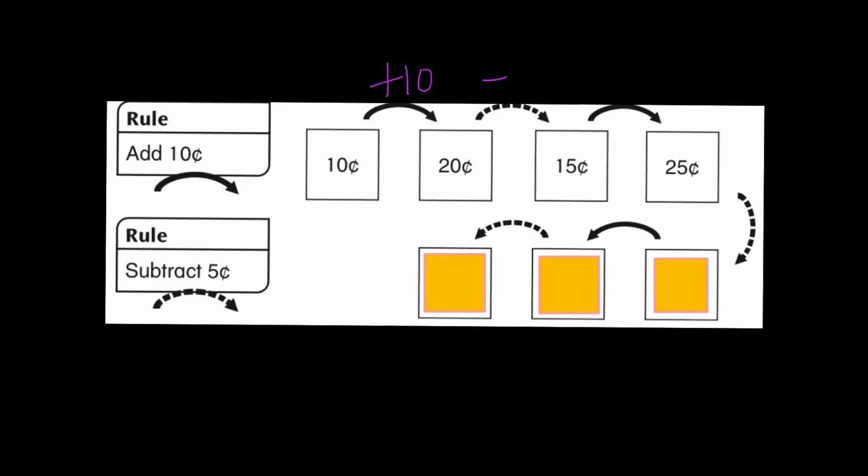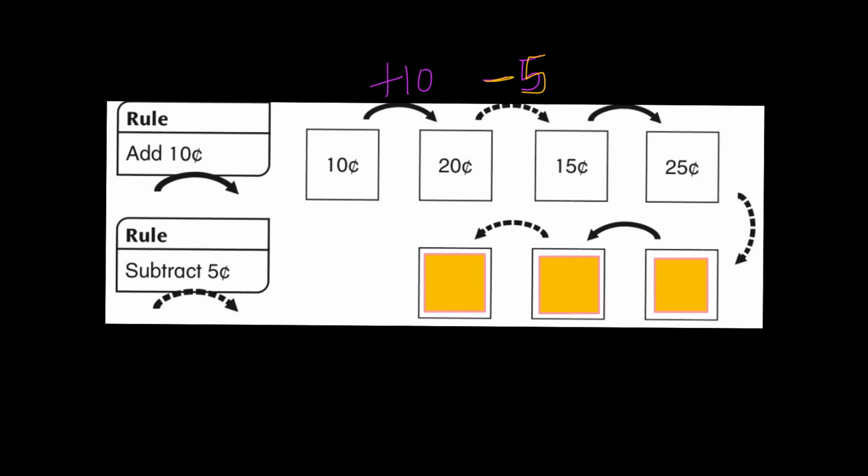Plus 10 here. On the dotted arrow, I see right here that I need to subtract 5. Whenever I see a dotted arrow, I'm going to subtract 5. I'm actually just going to go over this in a different color just so we can see it.